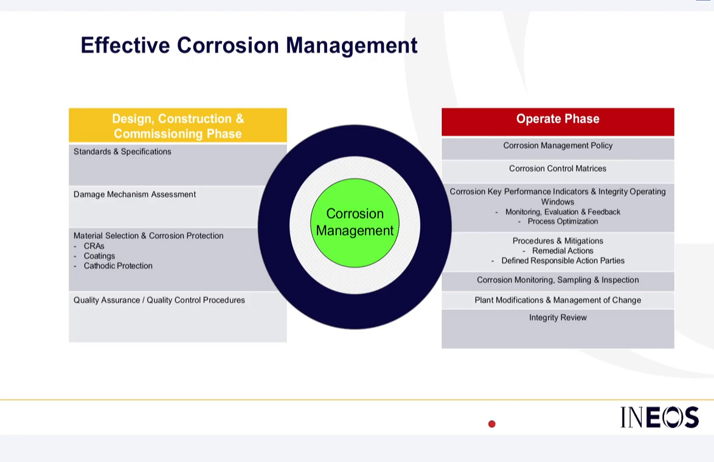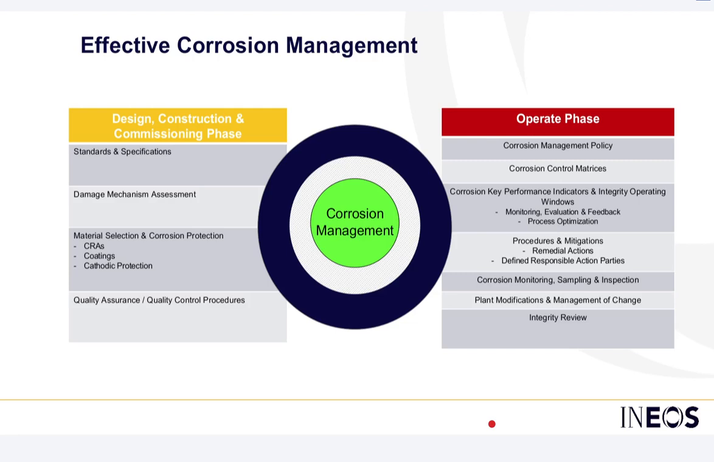So what is effective corrosion management? Effective corrosion management is a practice that starts when an asset is being conceived or when a project is being birthed. The reason why it starts off at that point and starts becoming an effective practice is that you're looking at it from a design standpoint. How do you design out certain damage mechanisms? What specifications and standards do you have in place that help you manage some damage mechanisms?